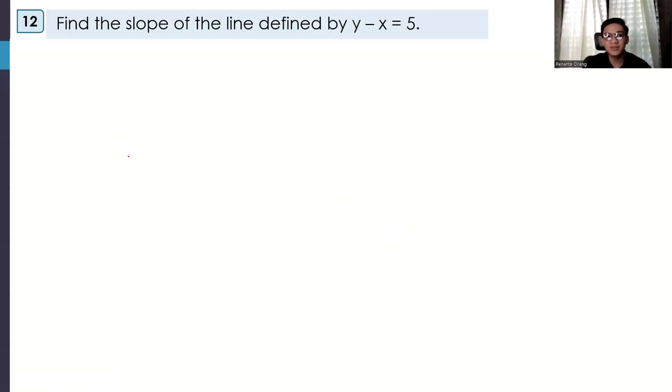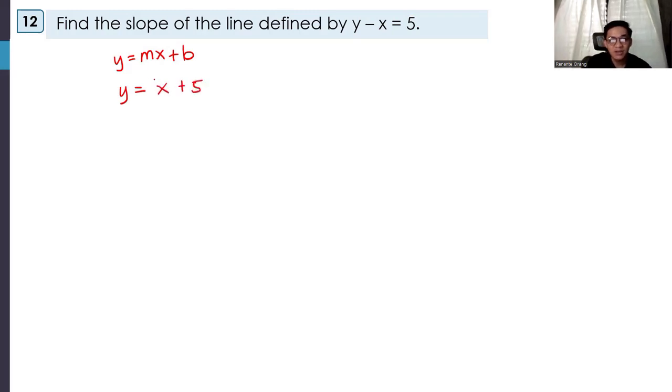Number 12. Find the slope of the line defined by y minus x is equivalent to 5. So eto medyo madali lang siya. Susundan lang natin yung y is equivalent to mx plus b. So we will transform this one into this form. So magiging y is equivalent to, lipat natin to sa kabila, magiging positive x plus 5. So, kalagay dito yung katabi ni x which is 1. Yan yung ating magiging slope. And that is our answer.